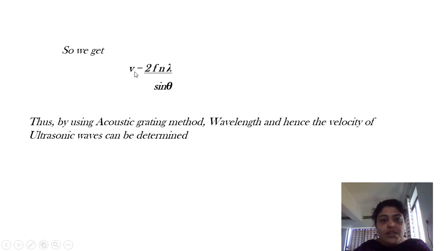So the velocity will be, substituting lambda u as 2n lambda upon sin theta multiplied by f, v equals 2 f n lambda upon sin theta. Thus, by the acoustic grating method, the wavelength and hence the velocity of ultrasonic waves can be determined. This also tells us the presence of ultrasonic waves because we are determining its wavelength. So it is a detection method also, and it also gives us the velocity.